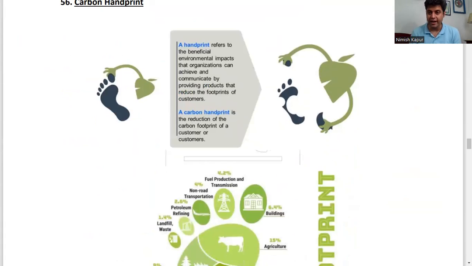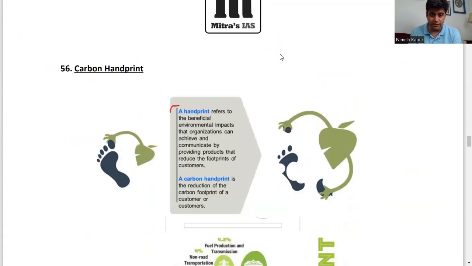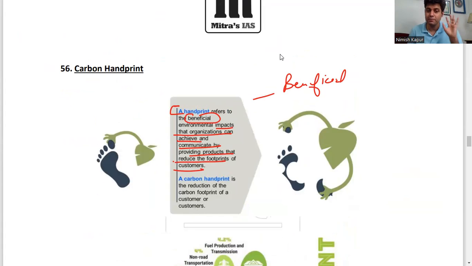Now, I'll come to carbon handprint. What is a carbon handprint? We've heard about carbon footprint, I'll come to that as well. A handprint refers to the beneficial environmental impacts that organizations can achieve and communicate by providing products that reduce the footprints of customers. A carbon handprint is the reduction of the carbon footprint of a customer.